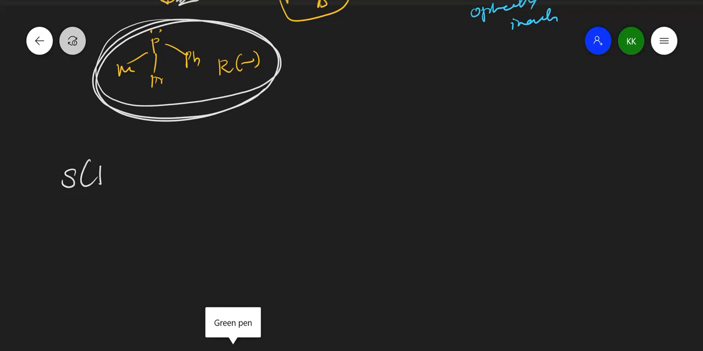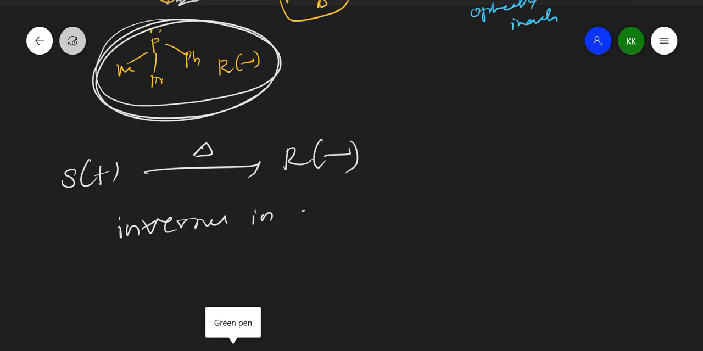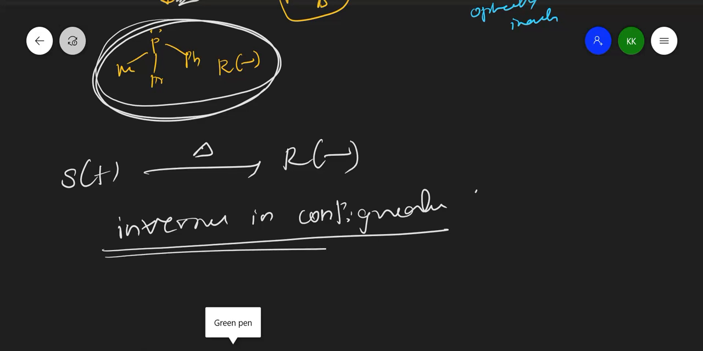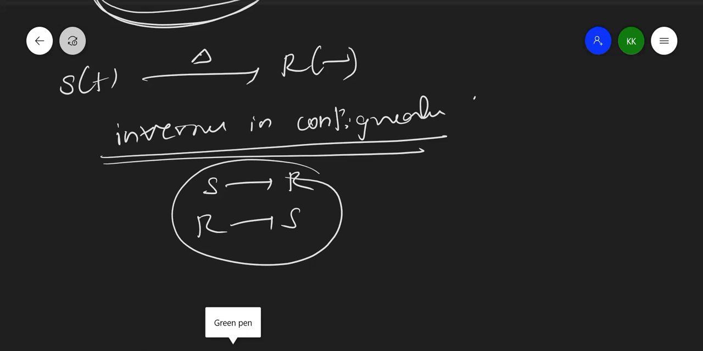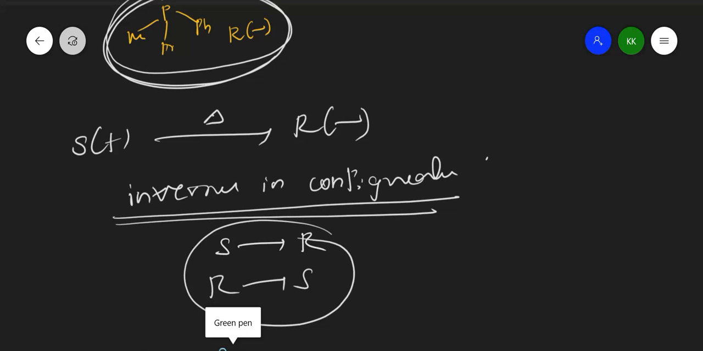Initially it was S plus. After heating, it became R minus. So what happened? Inversion in configuration happened. So inversion in configuration means S becomes R or R becomes S. That is nothing but inversion we call. Here S plus has become R minus. So we call it inversion of configuration.